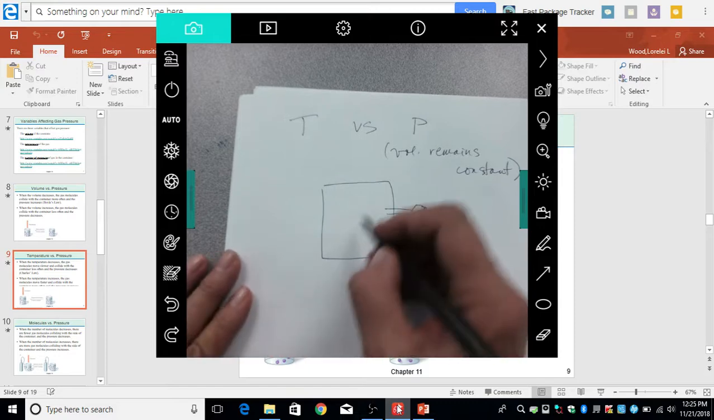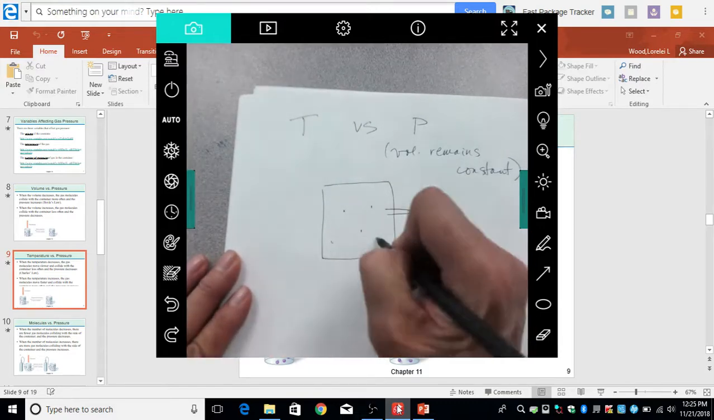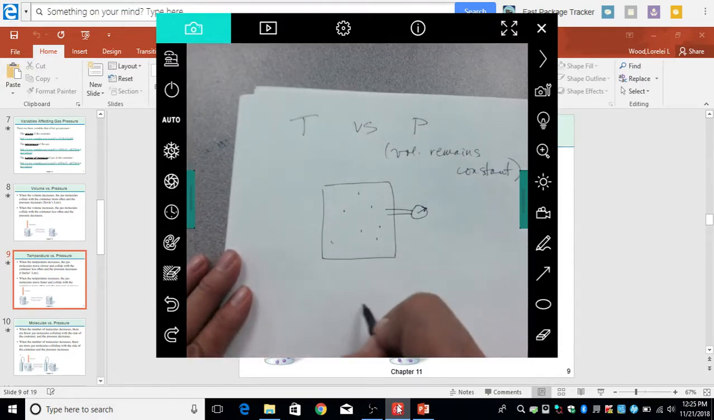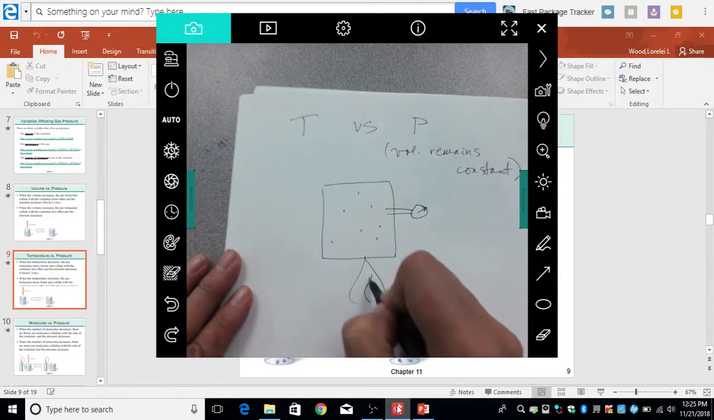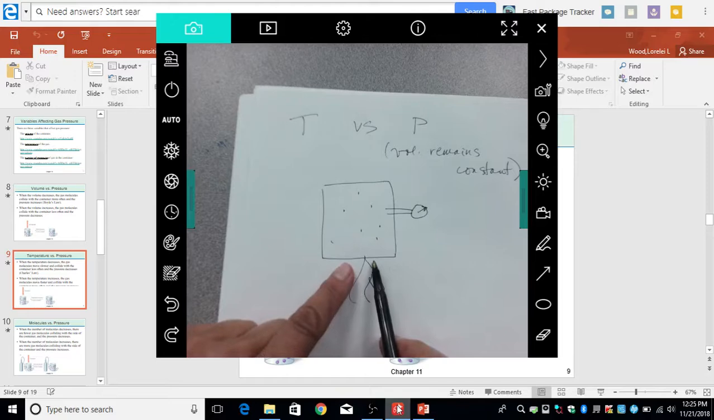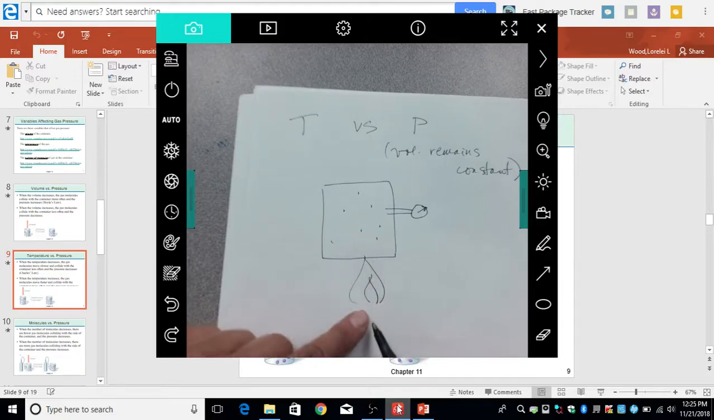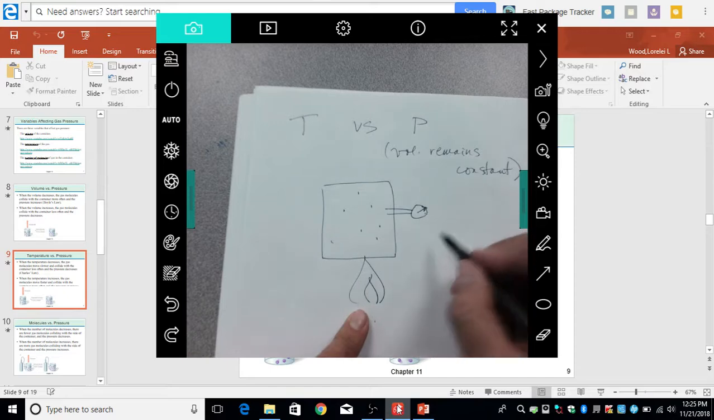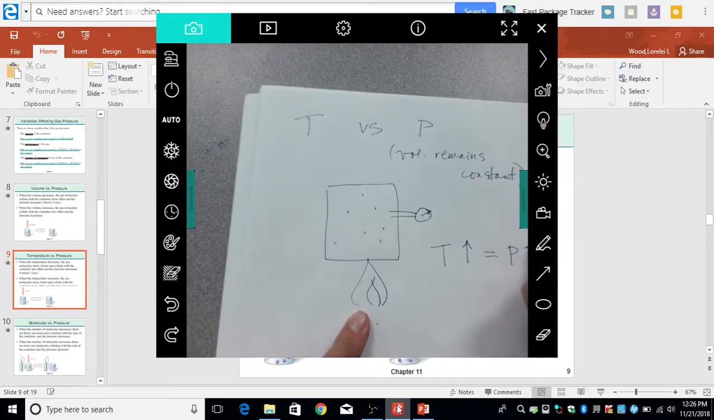So now I take my container of gas, and I've got some pressure measurement, and I'm going to put it under a Bunsen burner. I'm going to make those molecules do what? When I start heating them up, what are those molecules going to do? They're going to move around a whole lot faster every time I heat them up. So what's that going to do to the pressure? If the temperature goes up, then that means the pressure is going to go up. All right? If I take the temperature and I decrease it, what's going to happen to the pressure? Pressure is going to decrease.